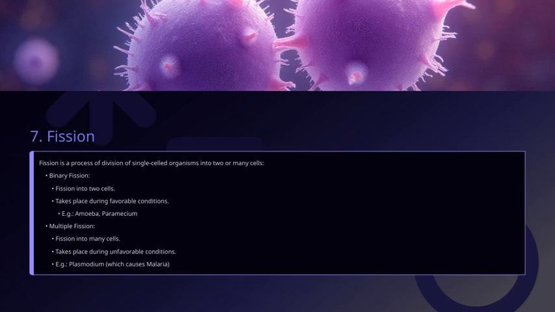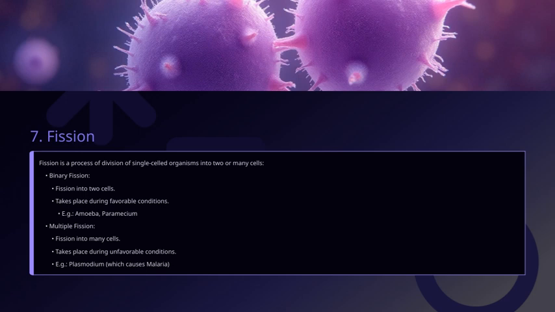Think of organisms like amoeba and paramecium, which use this method. Their cells divide into numerous daughter cells during these challenging times. On the other hand, when conditions are favorable, meaning the environment is suitable for growth, the organisms usually reproduce through binary fission. This is a simpler process where the cell divides into two identical daughter cells.